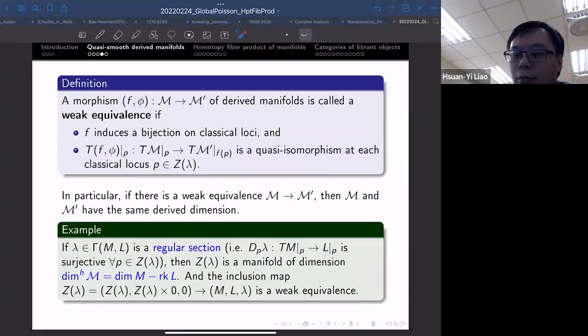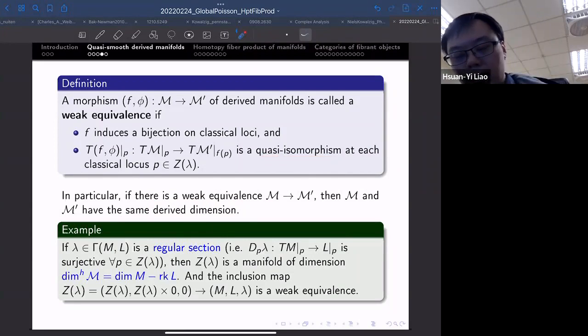In particular, if we have a weak equivalence between quasi-smooth derived manifolds, then they have the same derived dimension. Derived dimension is the Euler characteristic of the tangent complex, and if the two tangent complexes are quasi-isomorphic, then they have the same Euler characteristic.